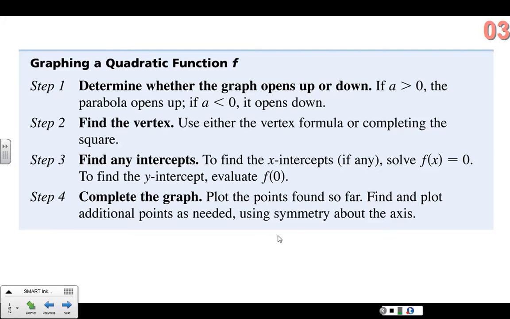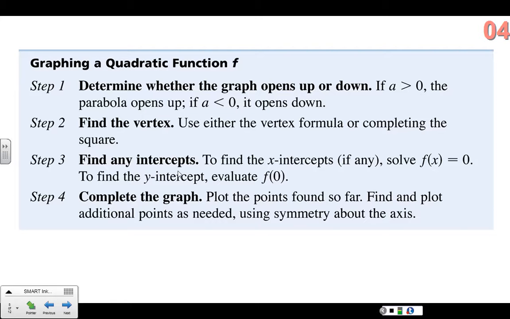When you graph a quadratic function, these are some steps you should go through to help you get your graph down the best you can. The first thing, determine whether the graph opens up or down. If a is greater than 0, the parabola will open upward. If it's a negative number, less than 0, it opens downward. Find the vertex. You can either find the vertex by using the vertex formula, negative b over 2a, or you could complete the square and get it in a shifted form.